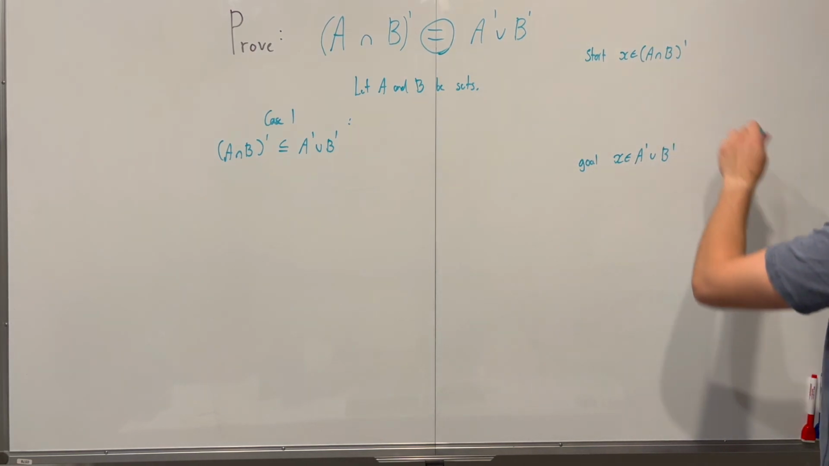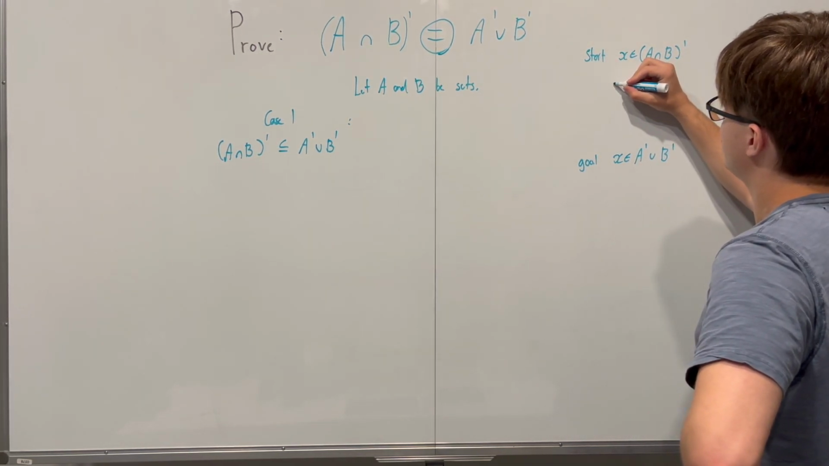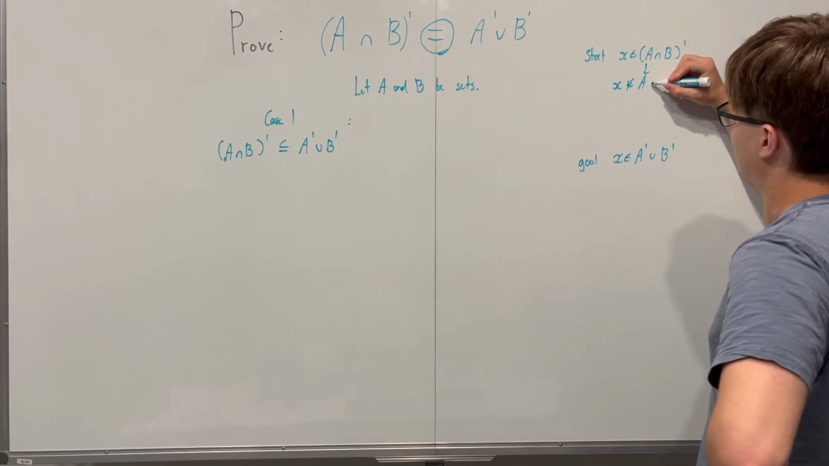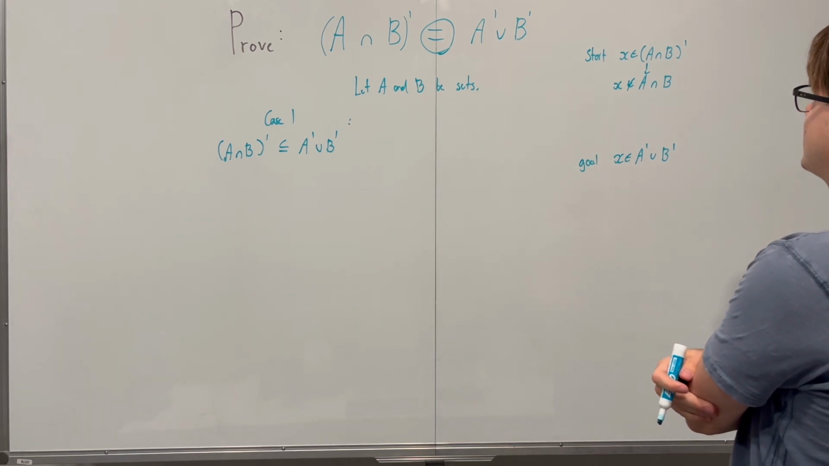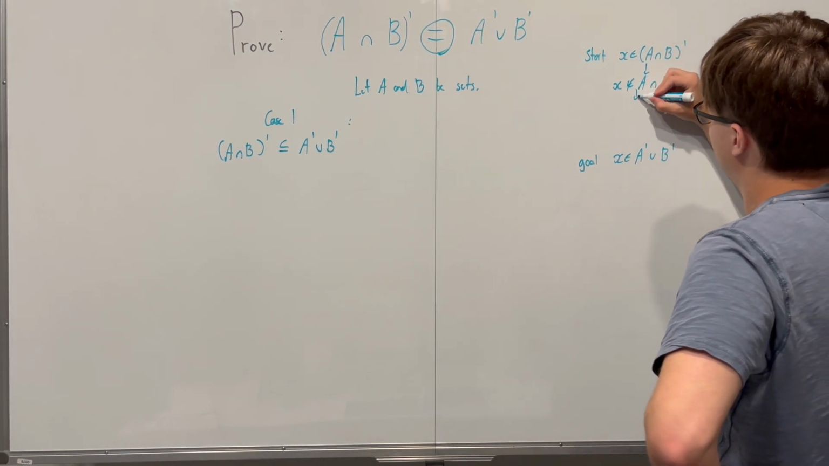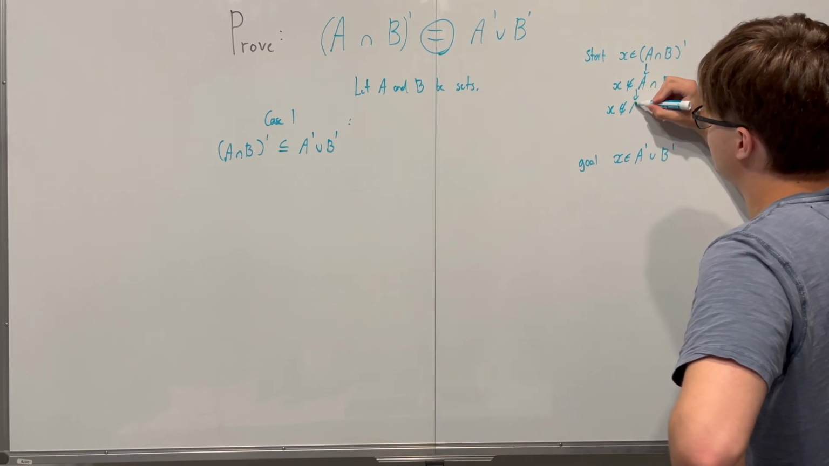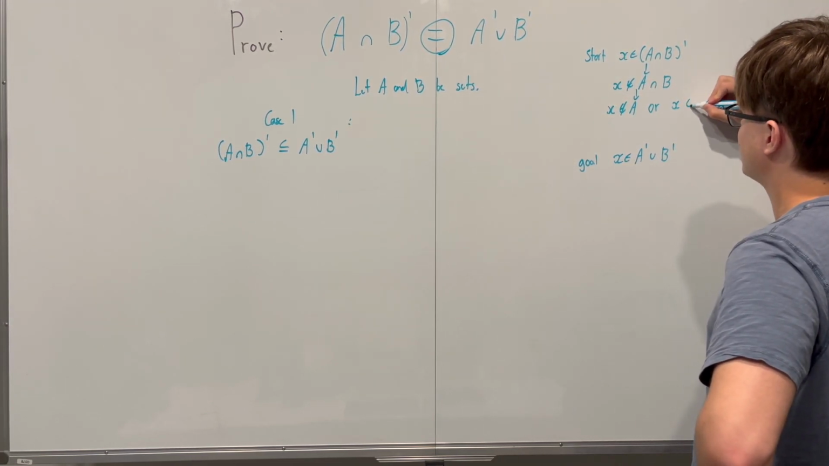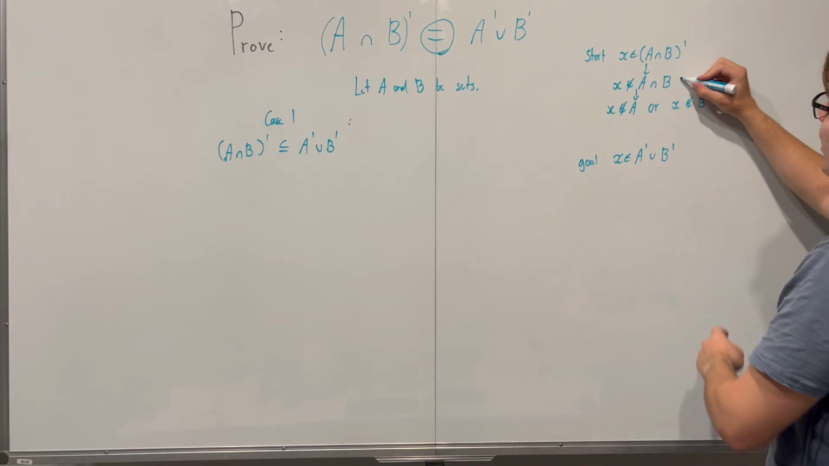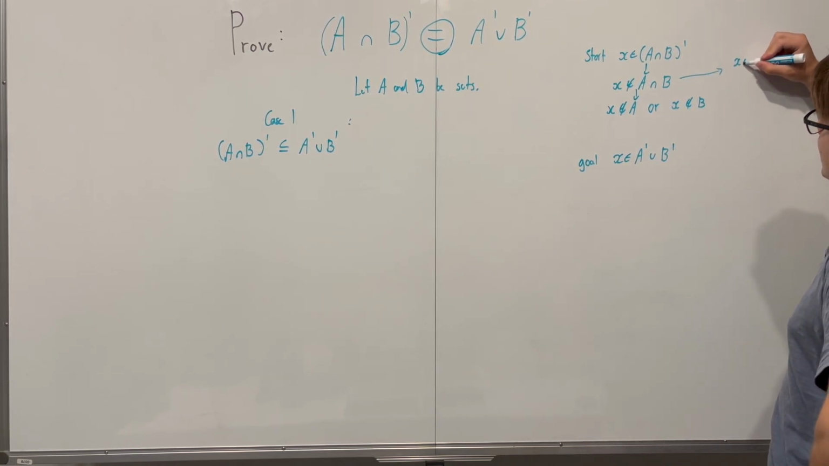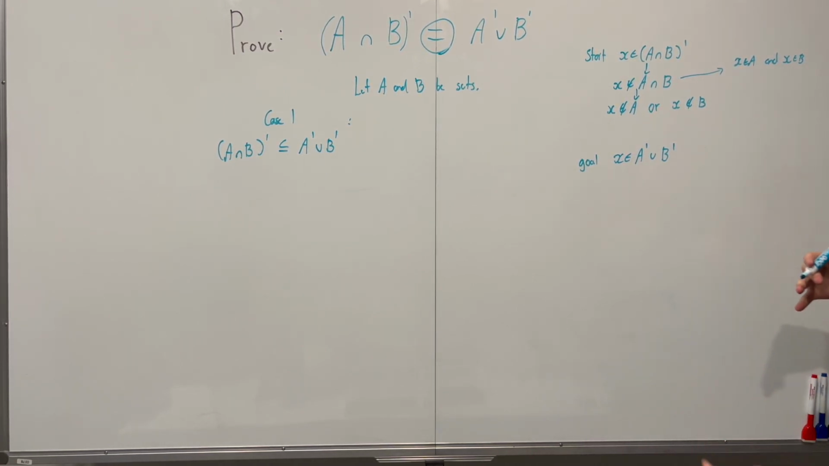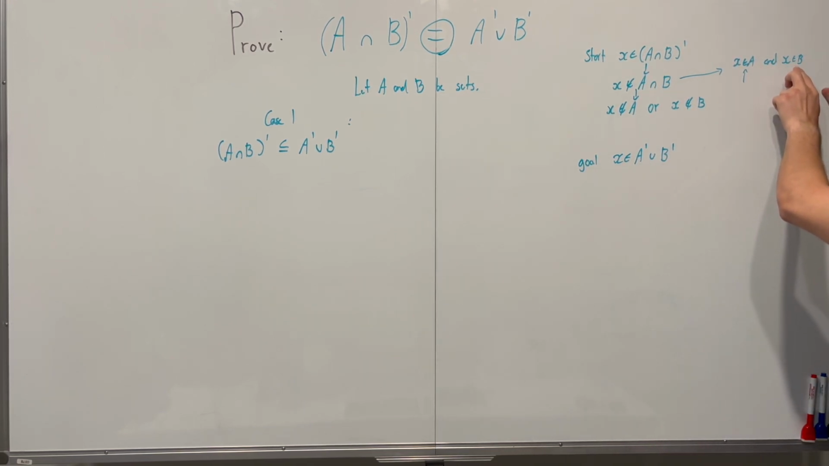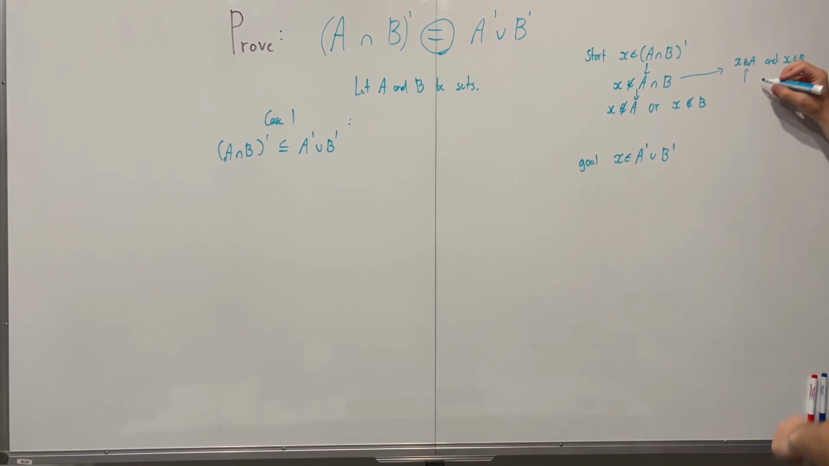Well, what does it mean for X to be an element of this set? This means X is not an element of A intersect with B. What does it mean for X to not be an element of A intersect B? Well, it means that X is not an element of A, or X is not an element of B. Why is there an or? Well, if this was true, it means X is an element of A, and it's an element of B. For example, if we say X was not an element of A, then it can't be an element of A intersect B, so it doesn't meet this requirement, and then it's not true.